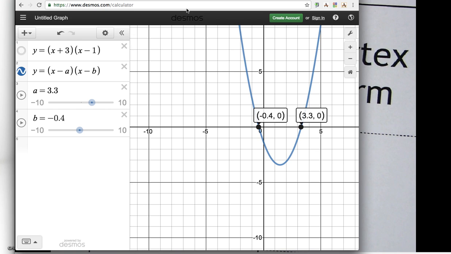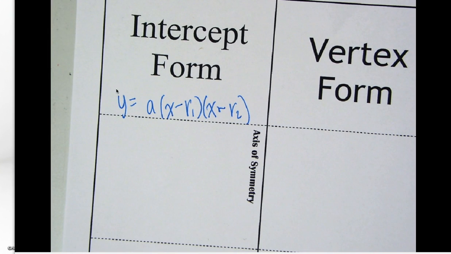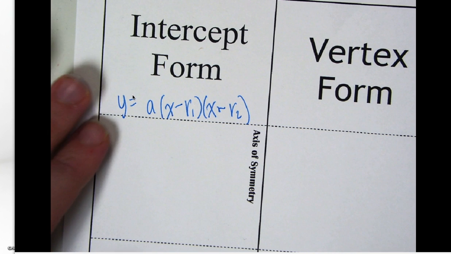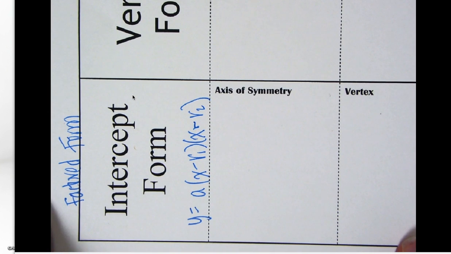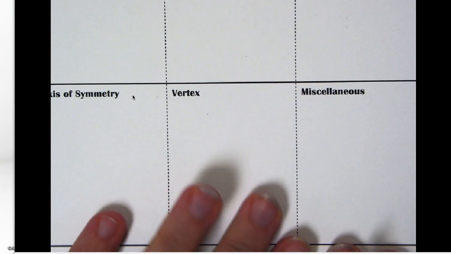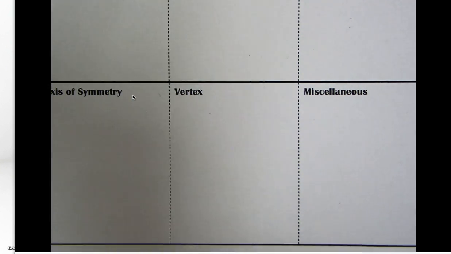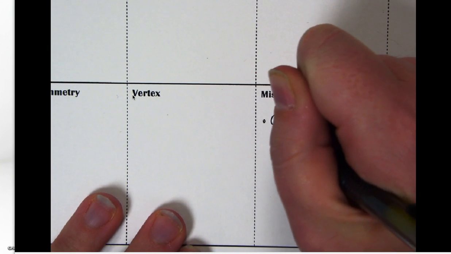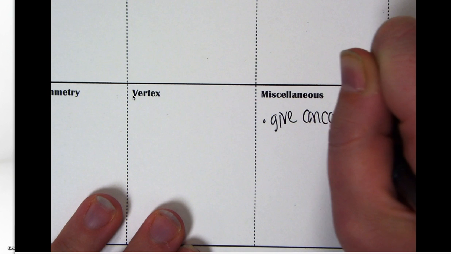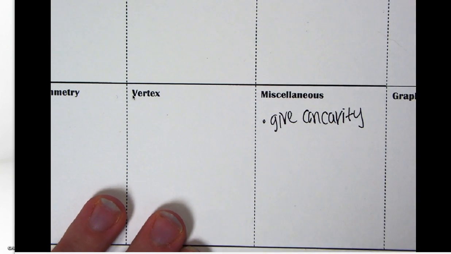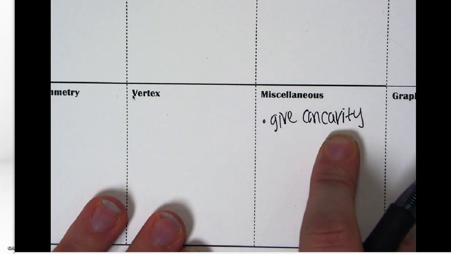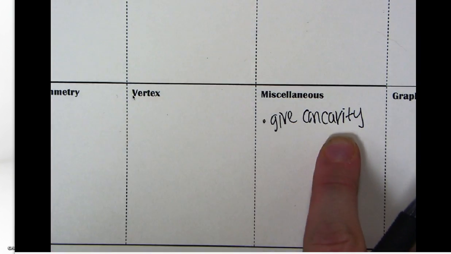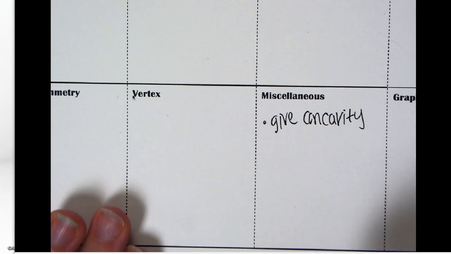Okay, so from here we are going to be filling out a notes page to help identify what our key features would be. I'm going to slide this, and we're still in this row for intercept form. What we can say about this intercept form or factored form is that under miscellaneous, it's going to give the concavity. And so what I mean by that is if the a value is greater than 0, it's an open up parabola, and if a is less than 0, it's an open down parabola.